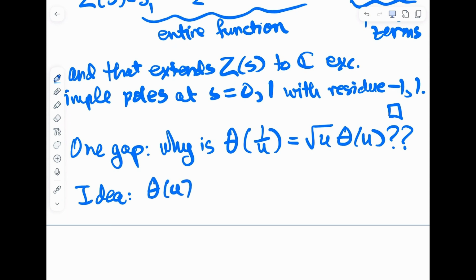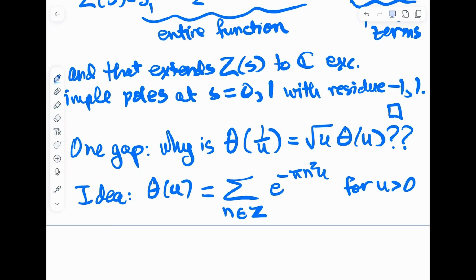the theta function is a sum over all integers. This would generalize in higher dimensions to being a sum over a lattice. In any case, we have e to the minus pi n squared u, for positive numbers. And so what is so special about this function that we can relate its value at u and 1 over u in this way?